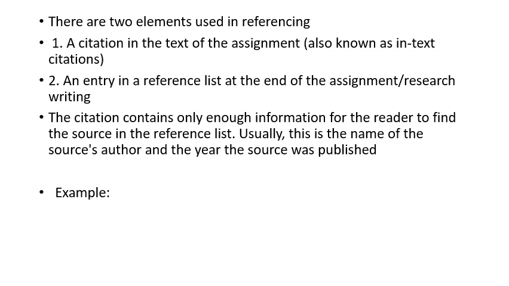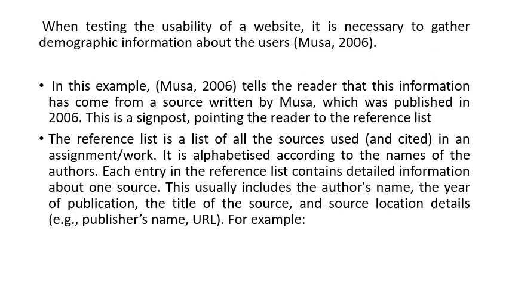So the point is that the in-text citation is a pointer to the reference list. It directs you to more detailed information about the source, and the details of that source are given in the reference list. So let us assume that when testing the usability of a website, it is necessary to gather demographic information about the users. Open bracket Musa, 2006, close bracket, full stop.